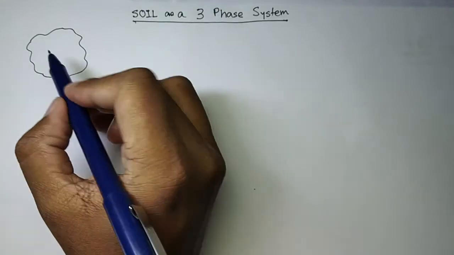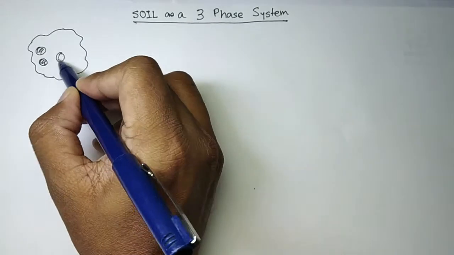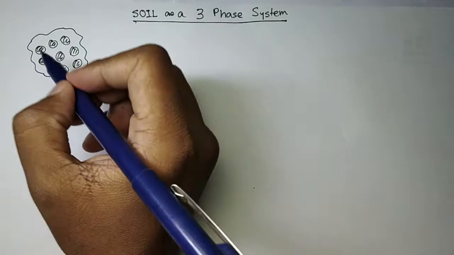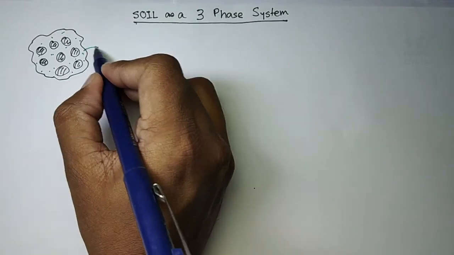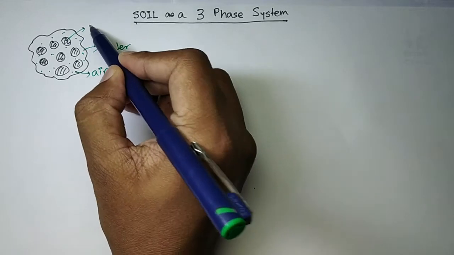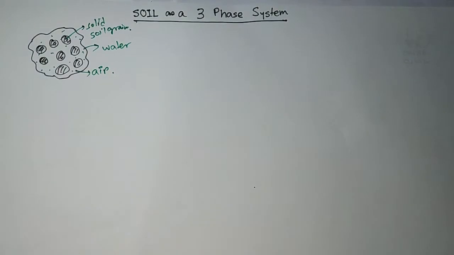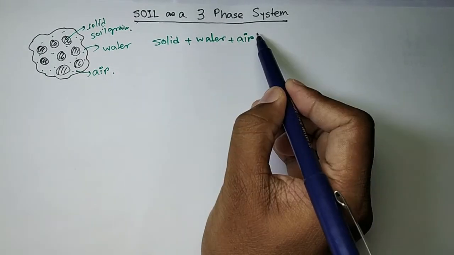This soil mass consists of soil grains. These are soil particles, solid particles. Inside these solid particles, there are numerous voids, pores. These pores may be occupied by water or air, and this is solid soil grains. Soil consists of three phases: solid, water, air. So this is water and air voids.